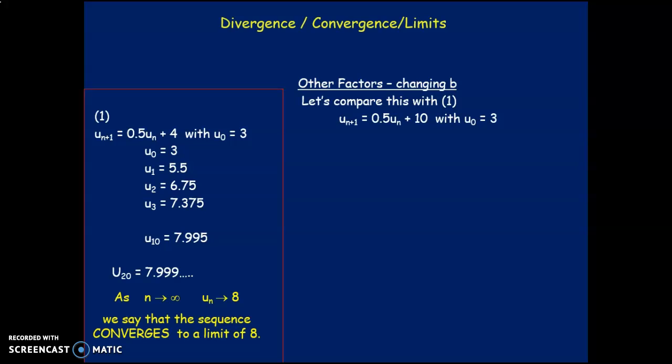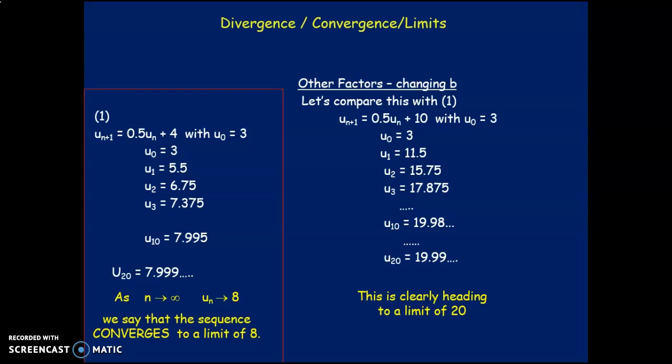So, some other factors to consider. Let's think about if I'm changing b. Here we've seen this example where we have our limit converging to 8. Let's compare this new recurrence relation with our first one. So we changed b. Here you see in number 1 we had 4 as our b value, and here we have 10. So what happens in our recurrence relation, as my numbers get larger, or my n tends towards infinity? This is clearly heading to a limit of 20.